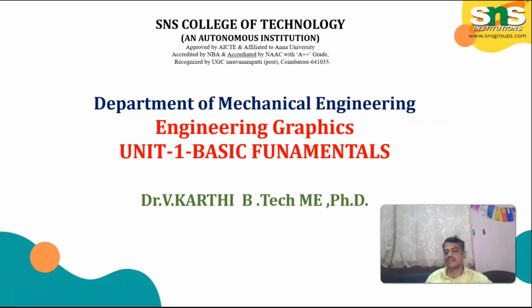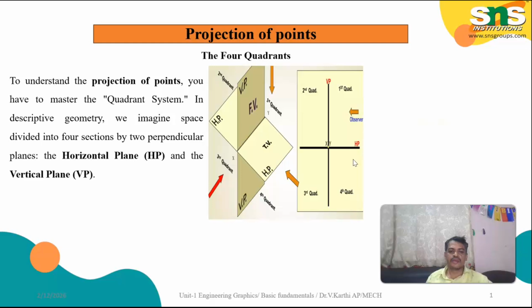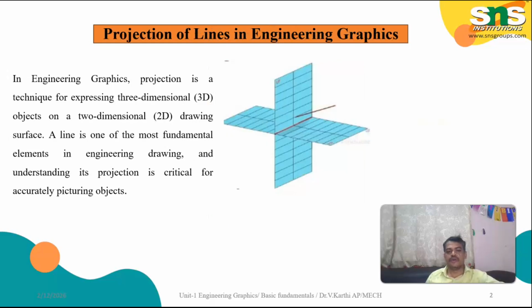Today we discussed the projection of points in unit 1. In projection of points, we consider the distance from HP and the distance from VP. The first quadrant is above HP and in front of VP, with the rule: elevation above XY, plan below XY.